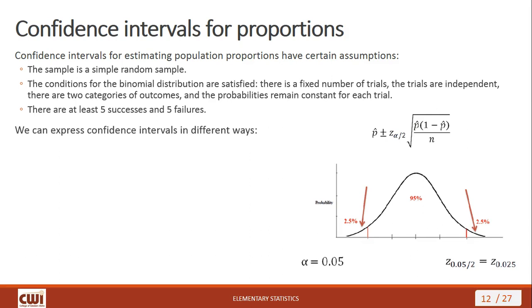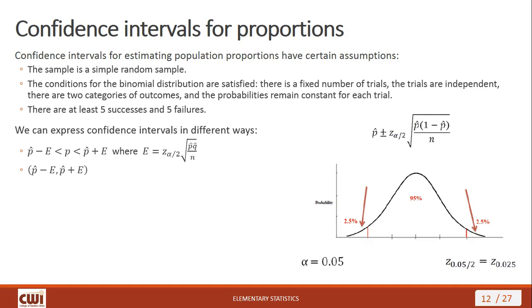We can also express confidence intervals in different ways. So this is simply a different format for writing a confidence interval. The most common is what you see here, where we've got our point estimate in the middle, separated out by a lower limit and an upper limit, which are just created by subtracting and adding the margin of error from or to the point estimate, respectively.